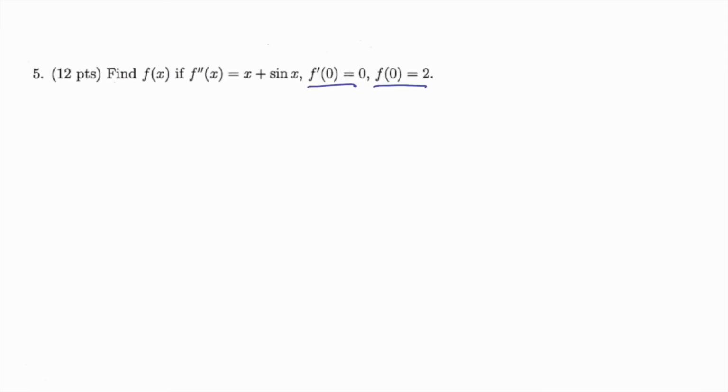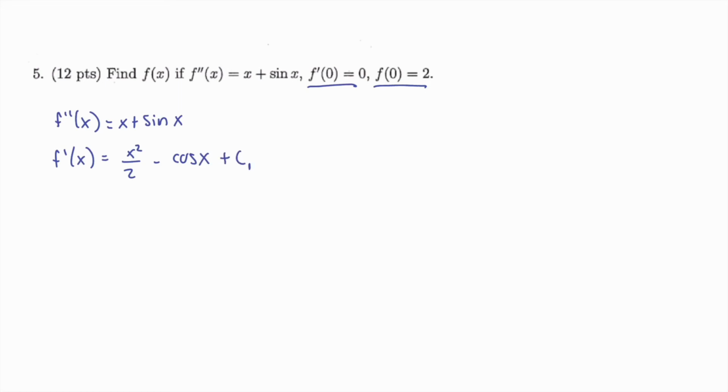So here we need to find f of x, and we're given the second derivative of x and some information about the first derivative and the function itself. So we're given the second derivative, and I want to find f of x, so I'm going to take the antiderivative to get there. So the first time I take the antiderivative, we get x squared over 2 minus cosine x, and plus a constant c.